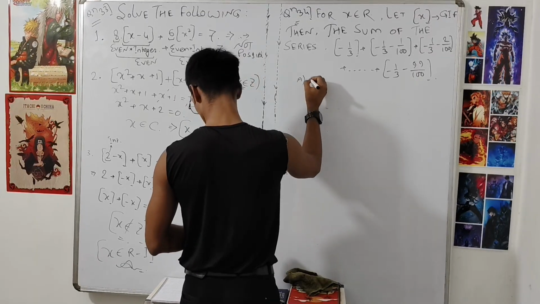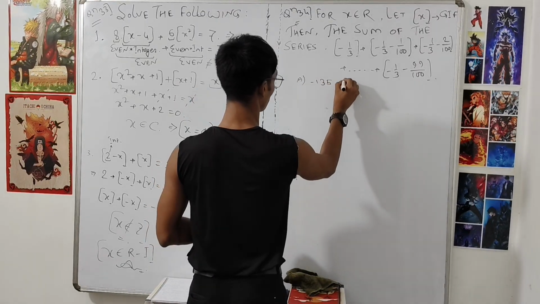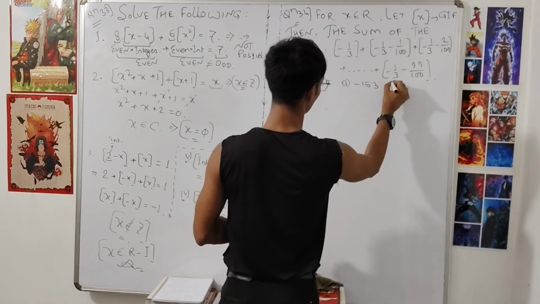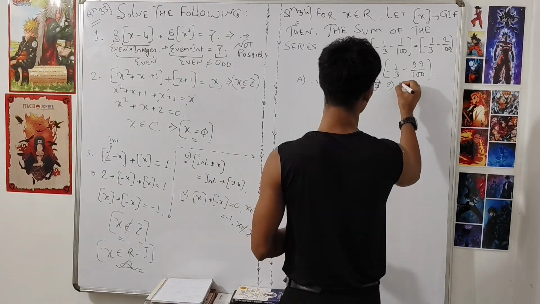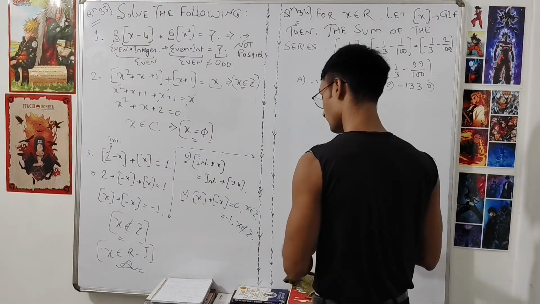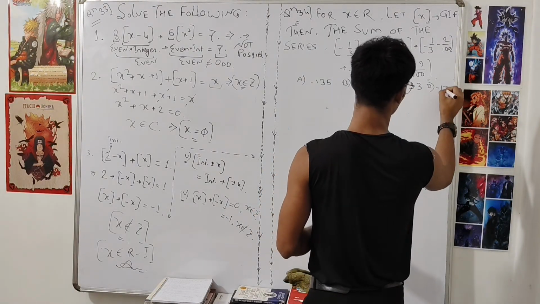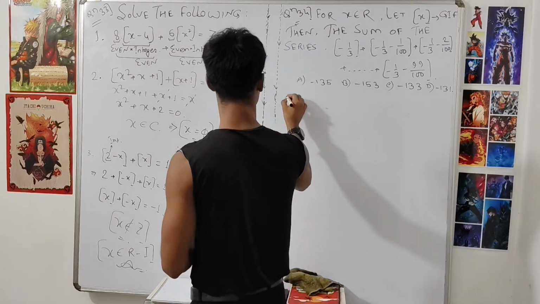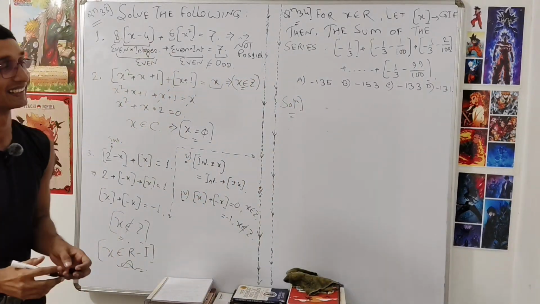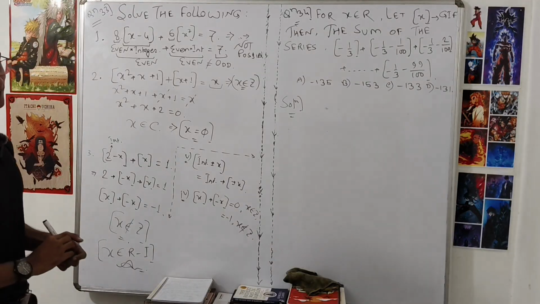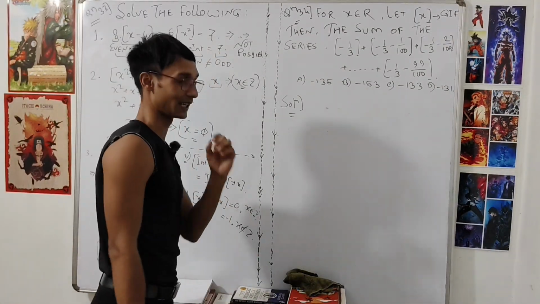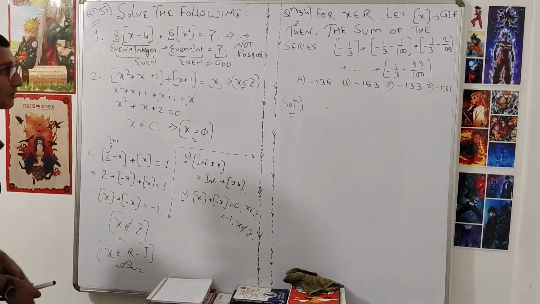The first answer is -135, B is -153, C is -133 and D is -131. You have to solve this at home. Okay, it's homework. But I am doing it, I am giving you some hints.